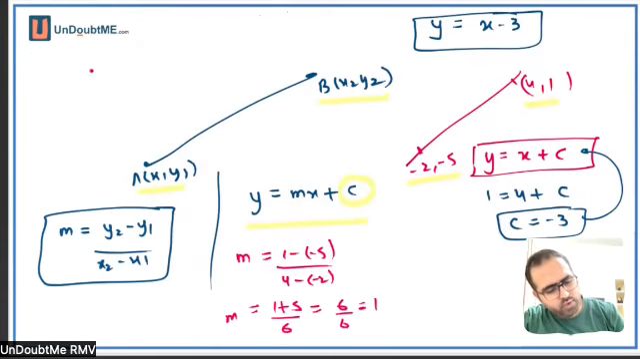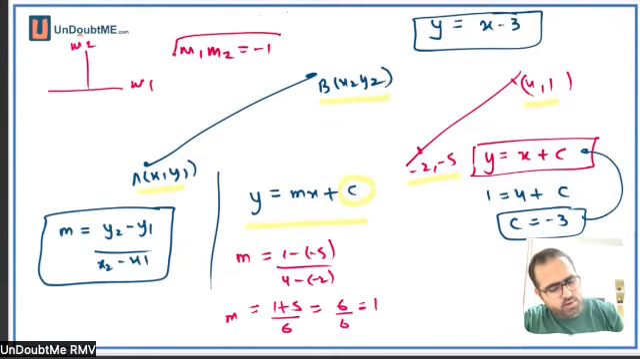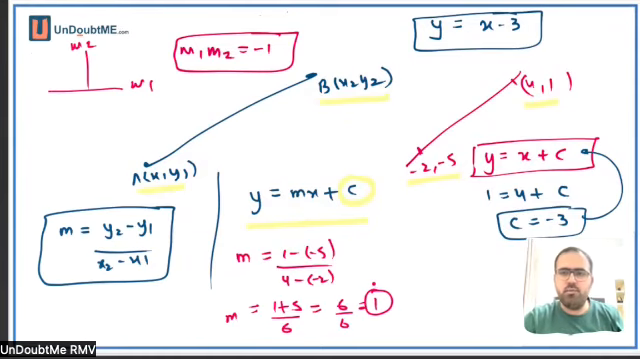So for lines to be perpendicular, this is m1, this is m2, and m1 times m2 will be equal to -1. We already have the gradient for this line, so the gradient for the perpendicular line will be -1. That's it.